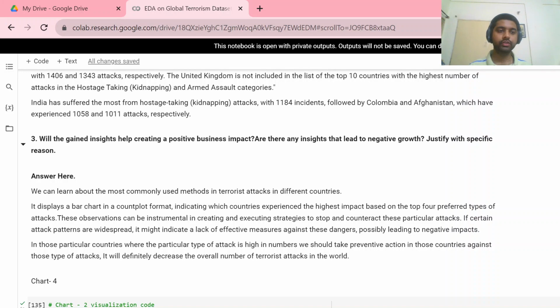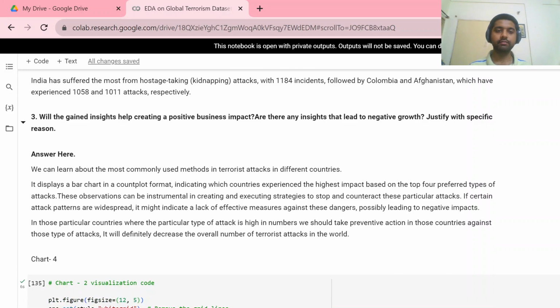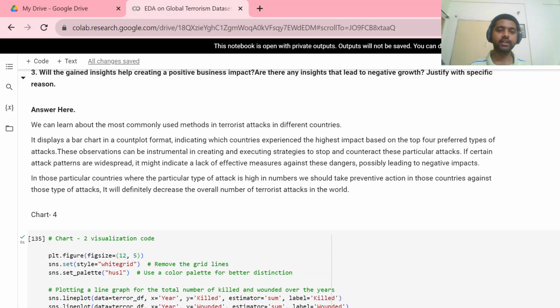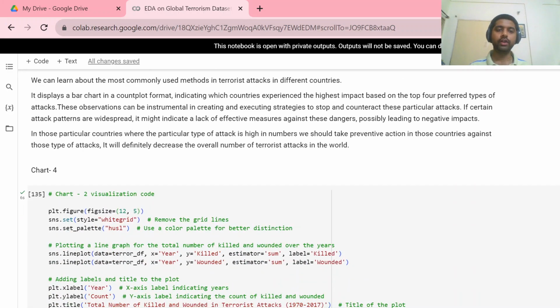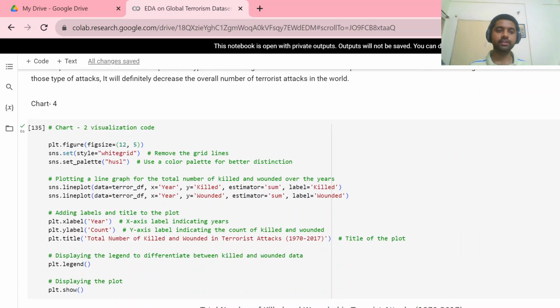We can learn about the most commonly used method in terrorist attacks in different countries. In those particular countries where particular types of attacks are high in number, we should take preventive actions against those types of attacks. It will definitely decrease the overall number of terrorist activities in the world.